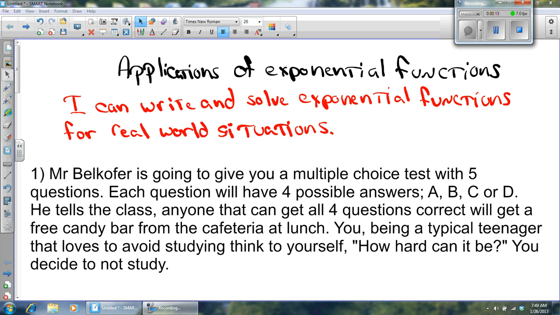We were learning how to graph exponential functions, right? And then we learned a little bit about carbon dating, which is an application of exponential functions, and we're going to continue with applications. These things are very handy and come into the real world quite often. We're going to be able to write and solve exponential functions for real-world situations. That will be the I can statement.